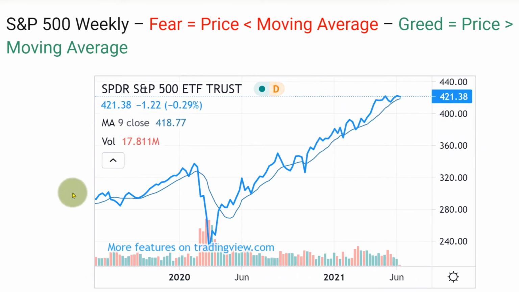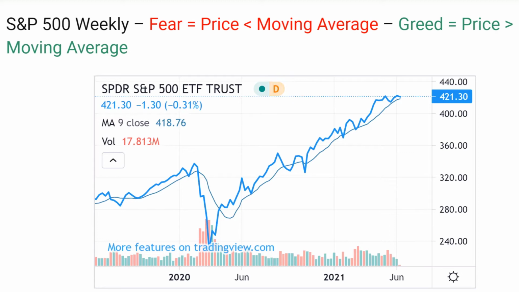You can, of course, smooth it, use a moving average 8 or a 10 on a weekly chart. But this is a great way to understand what's going on with the market trend. Is the market in an uptrend or a downtrend? So to recap, we take the S&P 500 weekly chart, plot a 9-period moving average over it. The price line is the thicker blue line. The moving average is the thinner line.